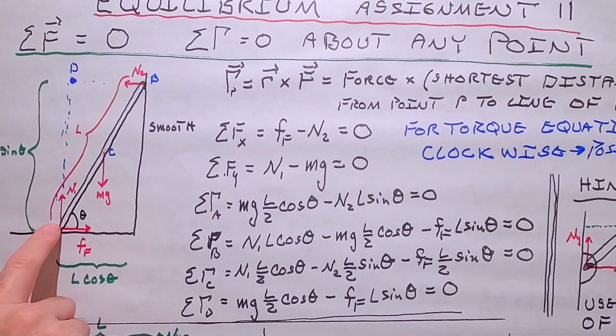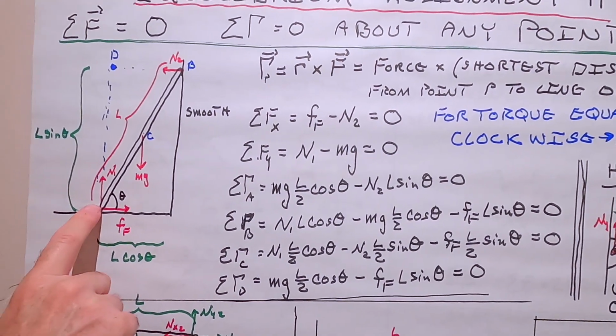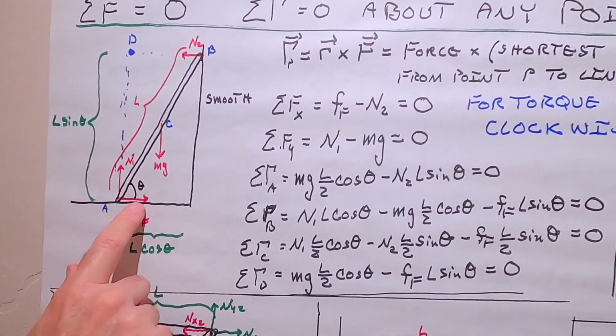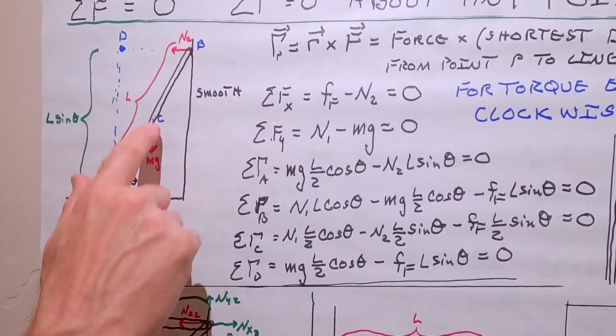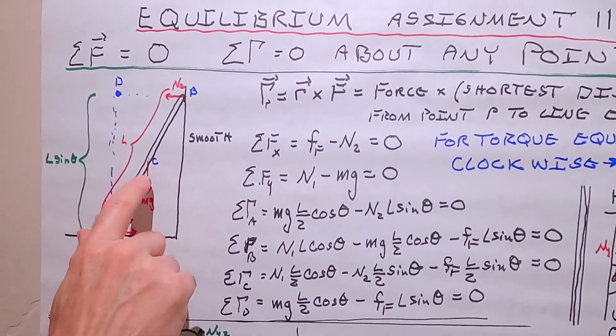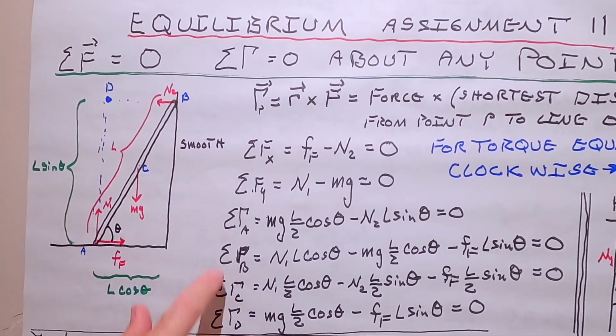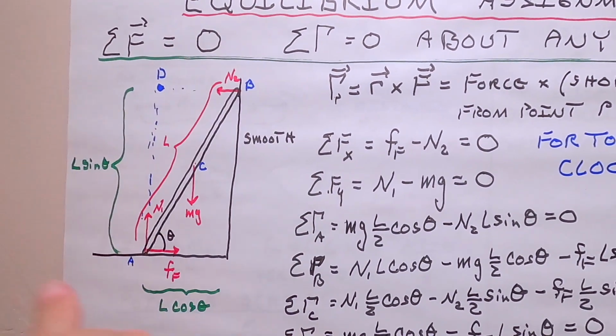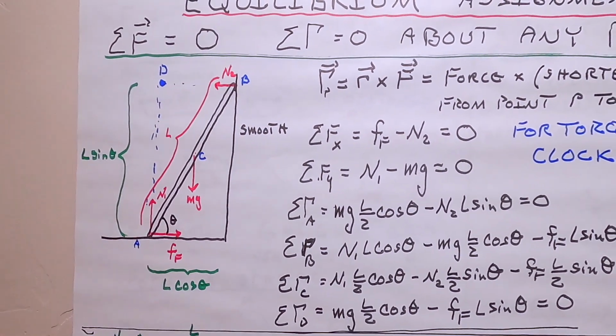Okay, but let's take the torques about this point. Now, for the torques about this point, we can forget about these two because they both go through that point. We only have to worry about these two. You notice this one is trying to drive me clockwise around that point. This one is trying to drive me counterclockwise.